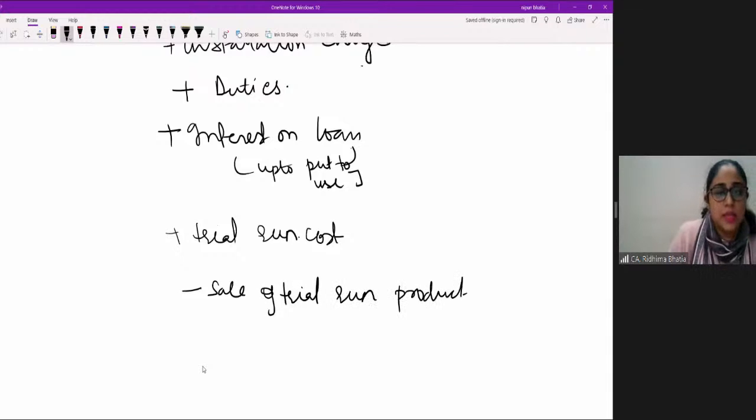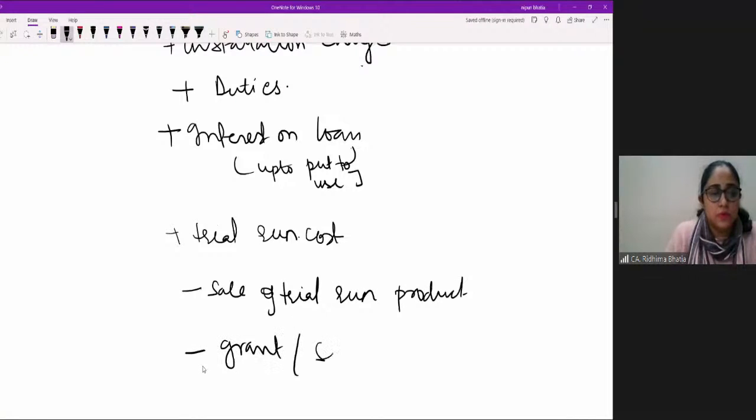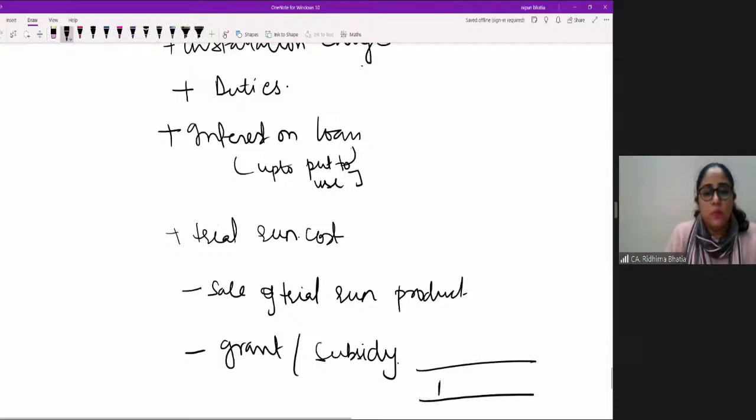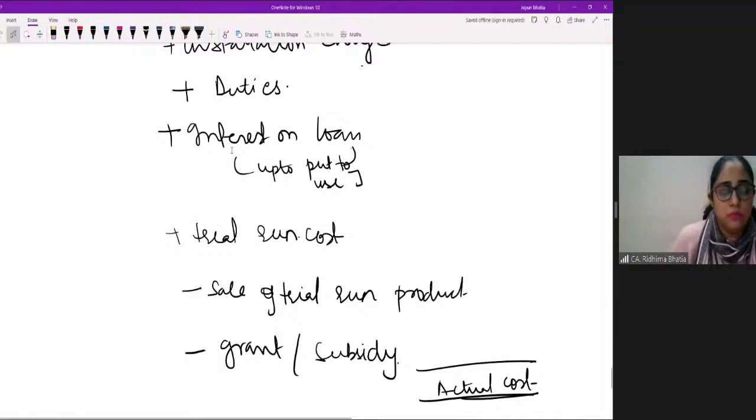Then any grant and subsidy which is received would also be reduced. Obviously, you have not paid the amount for it, so that would also be reduced. So grant and subsidy will also be reduced. Whatever will come would be my actual cost. Clear? Yes or no? Simple. But there are so many scenarios which are taken up in the explanations. Few of them we have already taken: interest, trial run, installation charges, transportation charges, all of these.